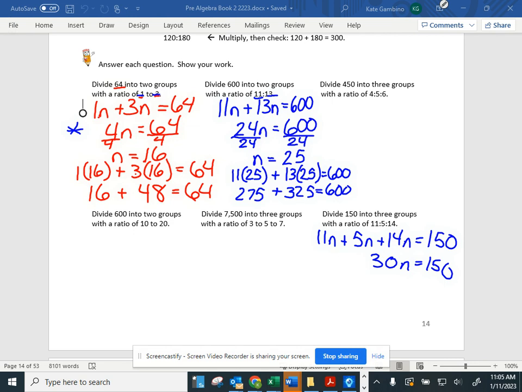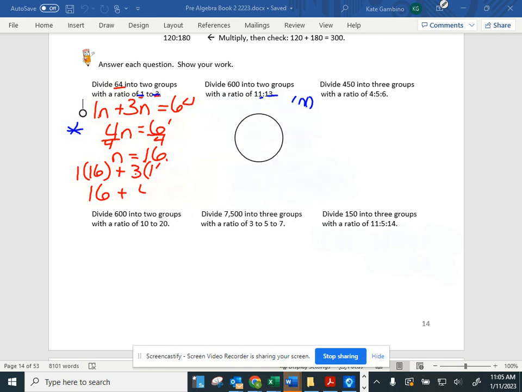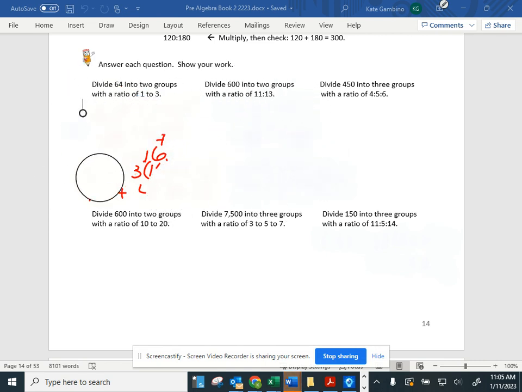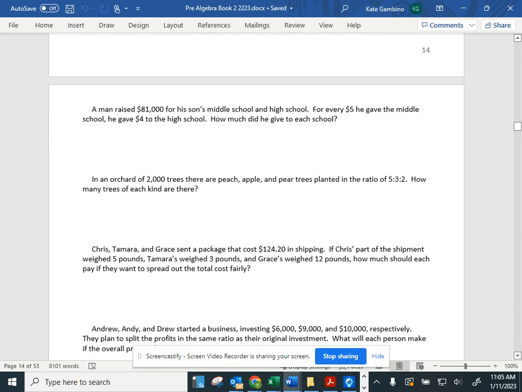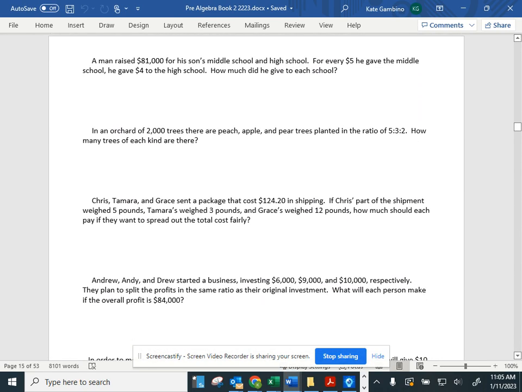I do want us to flip to the next page. I know we're in the middle of working on these. We're going to pause on this first page, and let's look at our second page. Oh, beautiful word problems. Oh, we love word problems. They're not scary. They just get complicated, don't they? So let's look at this first word problem and see what we're going to do.